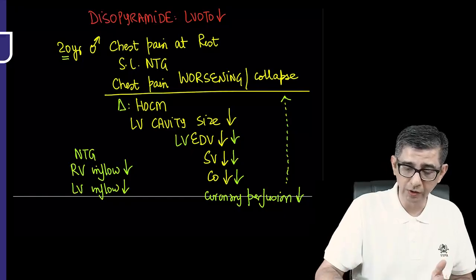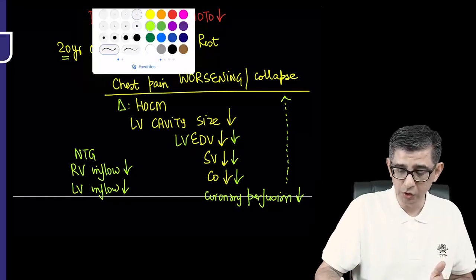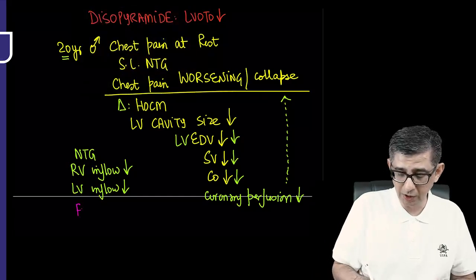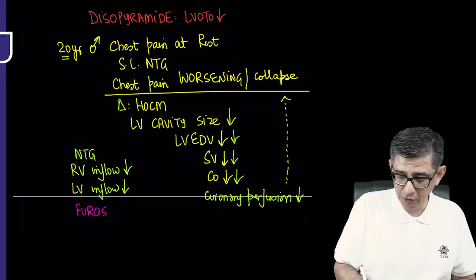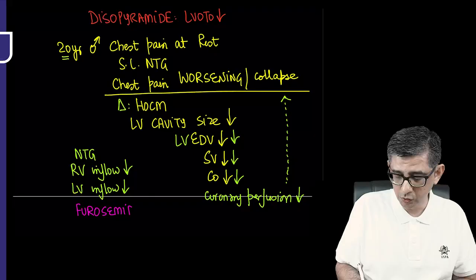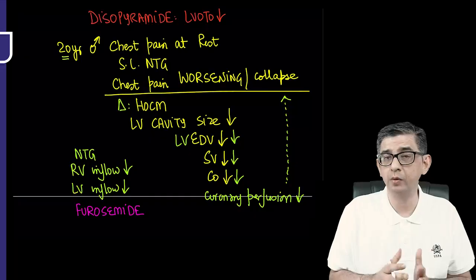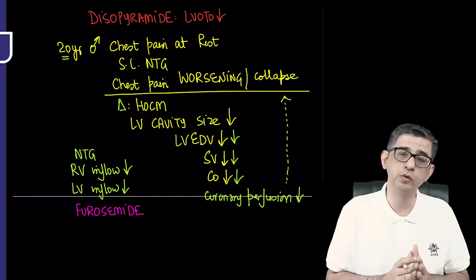To explain this further, let me change the drug. So I'll just use an alternative color to explain this. Let us assume, because this guy, when he came to me with chest pain, was also having breathlessness. So I thought that, okay, for breathlessness in any cardiac case, there is a pulmonary edema component. So I decided to give furosemide.